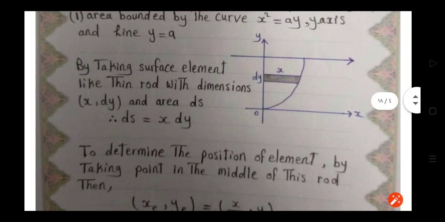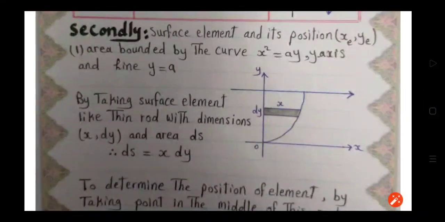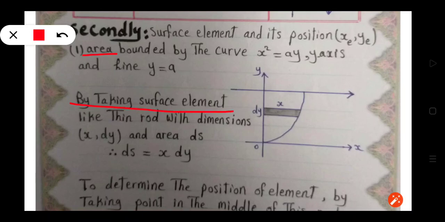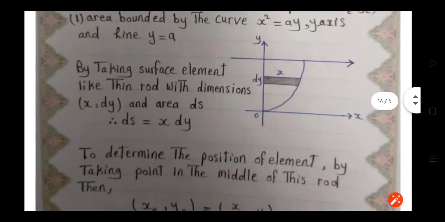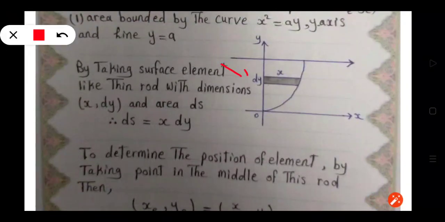Firstly, we should take an element. Since we have an area, we deal with a surface element by taking a surface element like a thin strip with dimensions x and dy. Then ds, which is the area of the element, equals x dy, length times width. We notice that the length of the element is x and the width is dy, as shown.